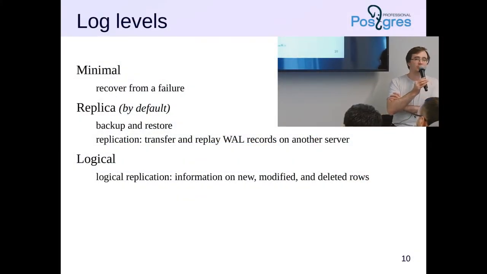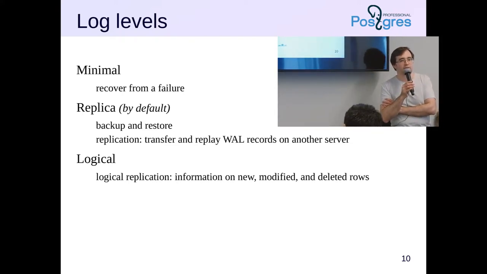And a couple of words about log levels. If we use write-ahead logging just for recovery from failure, we need some minimum information in it. We have a configuration parameter that is called wal_level. We can set it to minimal value, and after that WAL can be used only for recovery purposes. But by default, Postgres writes a little more information into WAL, which allows Postgres to use WAL for other purposes as well.